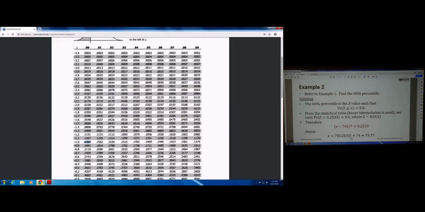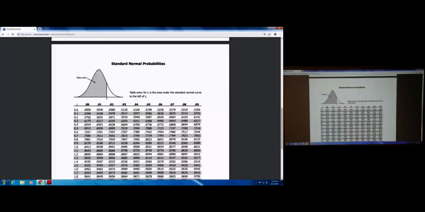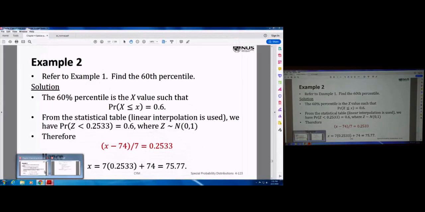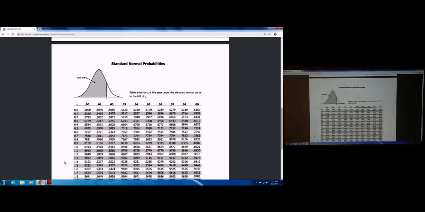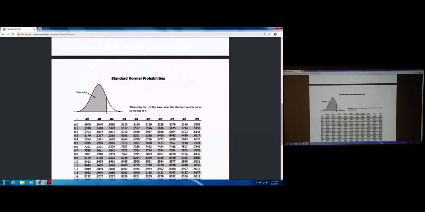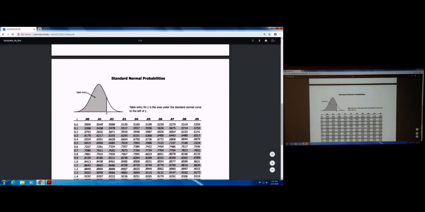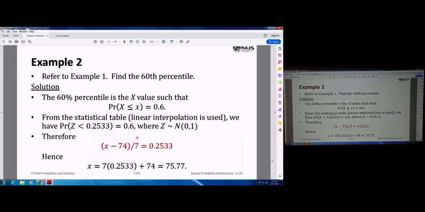Let's see if this is really true. Excuse me, I'm looking at the wrong thing. 0.6. It's here, it's around here. So around 0.6 is between 0.2 and 0.3 apparently. Yes, 0.2533. Okay, and so then you solve the equation x minus 74 over 7 is 0.2533, and that gives you the value of x, which is apparently 75.77.